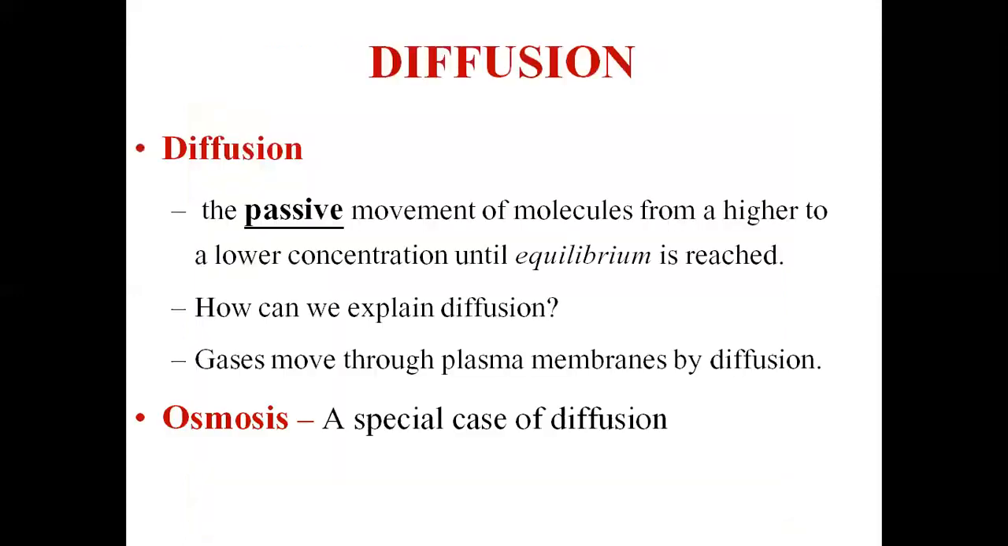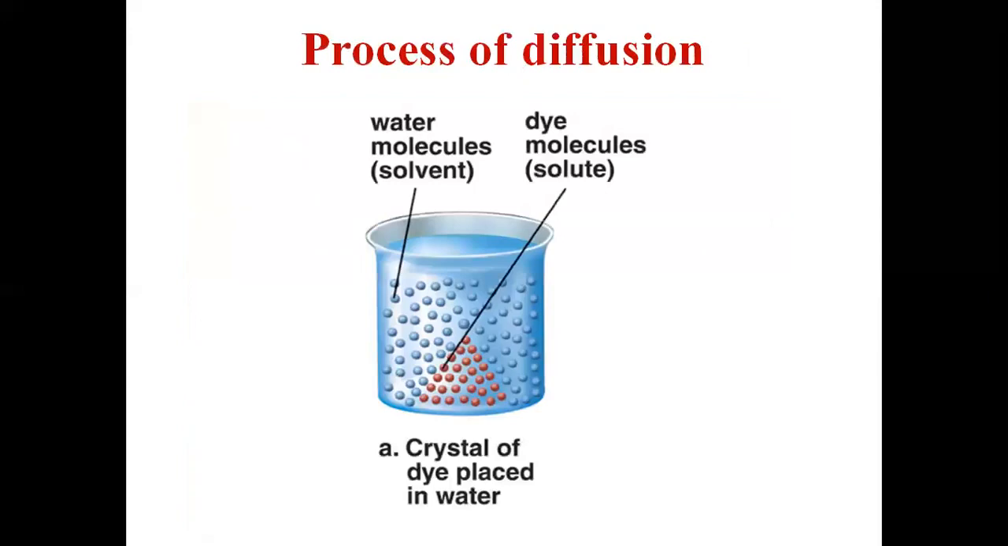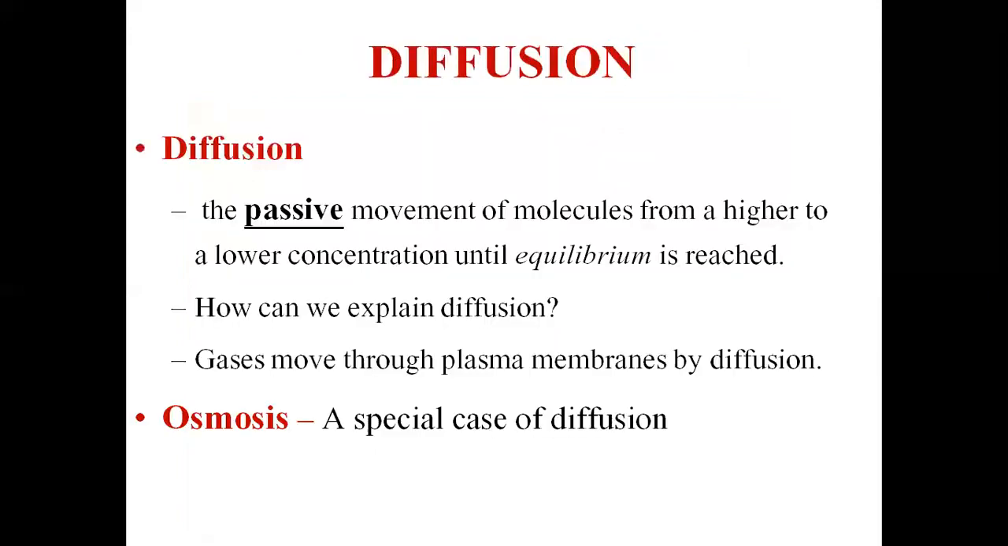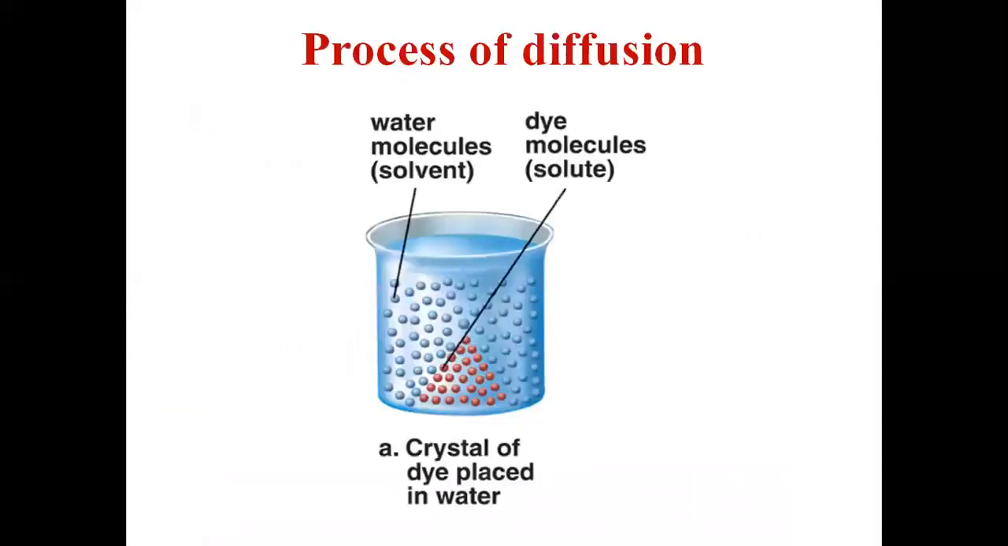Diffusion is a major concept in cell transportation. It is the passive movement of molecules from a higher to a lower concentration until equilibrium is reached. How can we explain diffusion? A gas moves through the plasma membrane by diffusion. Osmosis is also a major concept, which is a special case of diffusion.